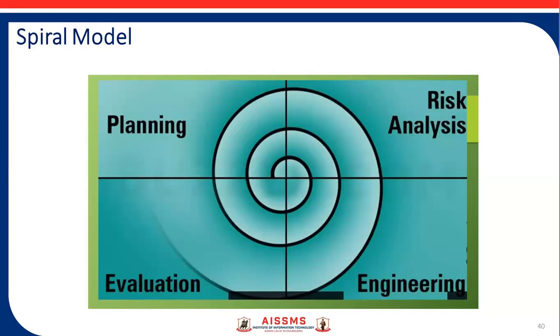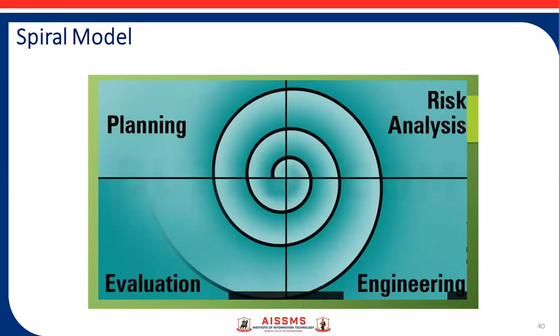Why is it called the spiral model? It is also known as the spiral life cycle model. In the spiral model, we can easily adjust the software development with the required changes. This model is suitable for large, expensive, and complicated projects. It is a circular view of the software life cycle.